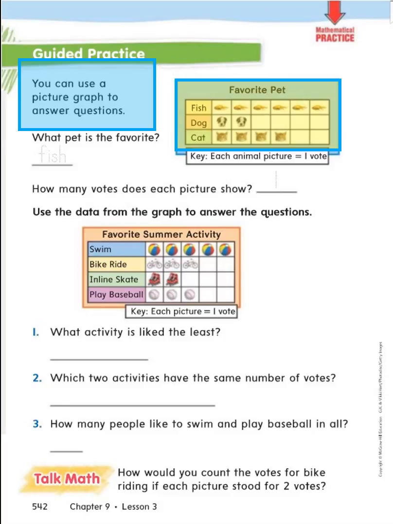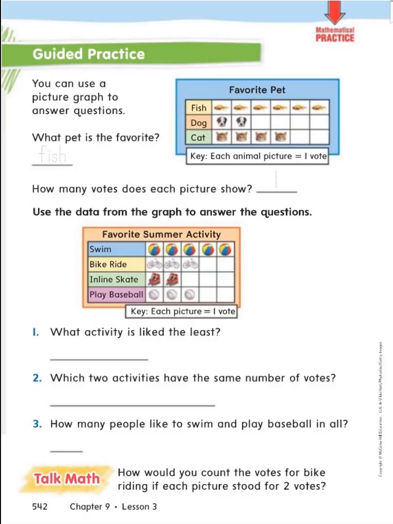So now if you look at the blue box at the top, it says you can use a picture graph to answer questions. Now we have a picture graph there on the right. It says favorite pet. And there are 3 pets there, fish, dog, and cat. And again, we have to look at the key. We always have to look at the key. Each animal picture equals 1 vote.